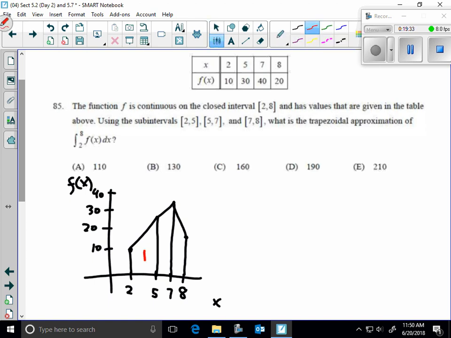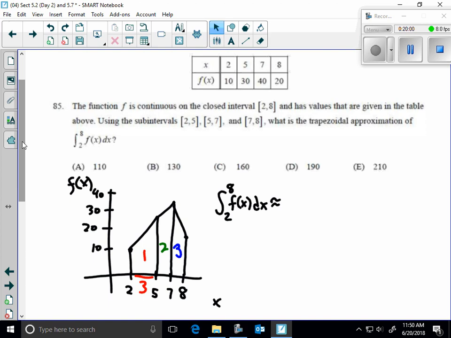We'll call that one number 1, number 2, and number 3. So let's estimate the integral from 2 to 8 of f of x dx. All of these areas will be positive, so we don't need to worry about any displacement issues. So let's go, first of all, let's find the heights. The height here is 3. The height here is 2. The height here is 1. Okay, and then my bases are going to be determined by the f of x values.